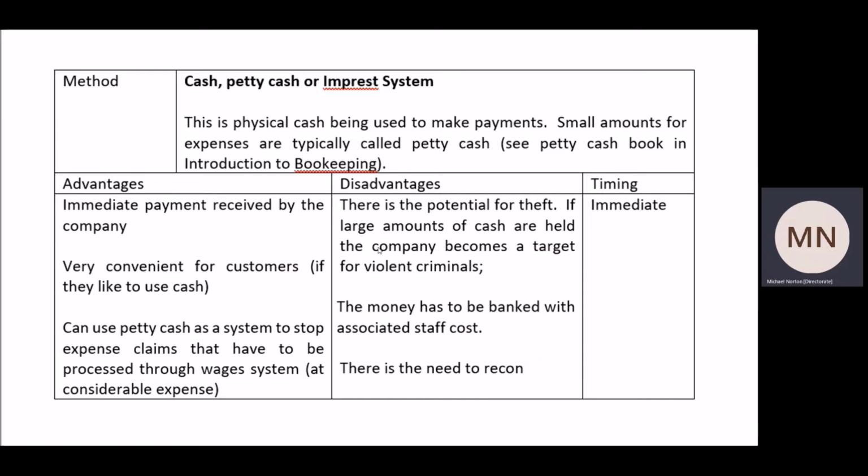Disadvantages, well, there's potential for theft. So you wouldn't send large amounts of cash through the post, let's say, because that can be easily stolen. And if you hold large amounts of cash on site as well, you become a target for violent criminals who come in and steal your safe and whatever. The money has to be banked. So if you take cash, we've got to bank it as well, and there's an associated staff cost with that. So quite often you'll see shops use a bit of cash, but also have a debit machine at the same time, really. If they can then get rid of the cash that they take in, that's always quite useful.